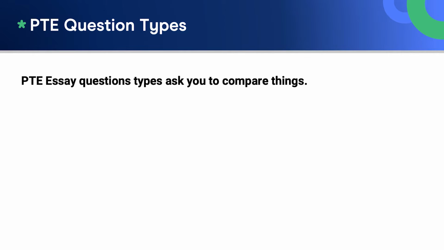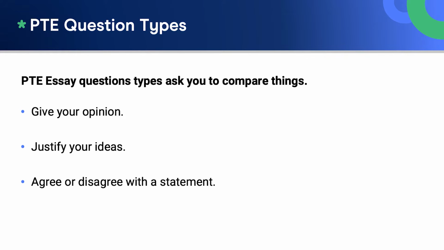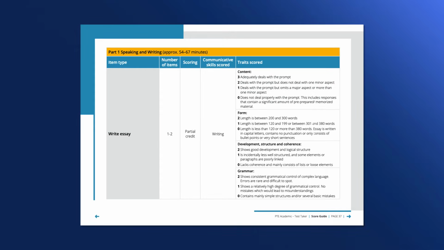In the PTE exam, comparative and superlative adjectives are going to be helpful in the right essay question. That's because many of the essay question types ask you to compare things. You might be giving your opinion on something, justifying your ideas, agreeing or disagreeing with a statement, or arguing for or against an idea. All of these essay types require comparison. Using comparative and superlative adjectives is going to help you score well in content by showing that you adequately address the prompt, which often requires you to make comparisons.